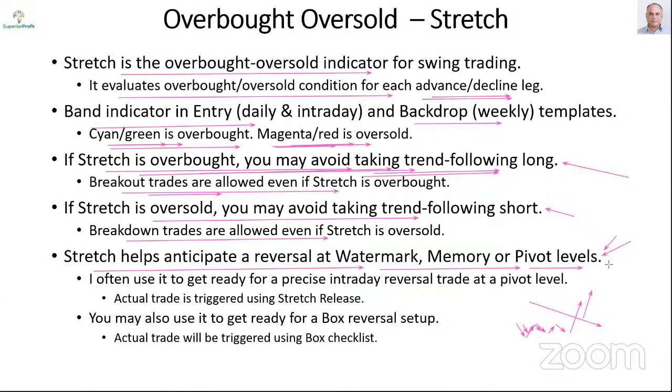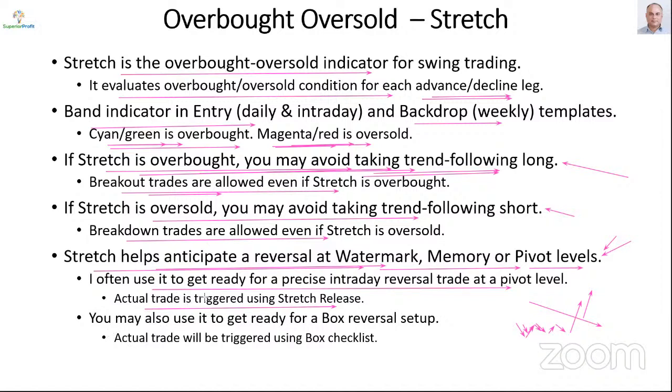But if the candle color is still green, remember on green candle, we don't short. So I wait for it to at least turn yellow and cross below the pivot. That's a reversal. The actual reversal trade may be taken based on stretch release. I'll not discuss stretch release today, but just looking at stretch being overbought helps us anticipate a reversal. Very, very useful, especially for precise intraday reversal trade at pivot resistance. Actual trade is triggered using stretch release, but we can anticipate and get ready.